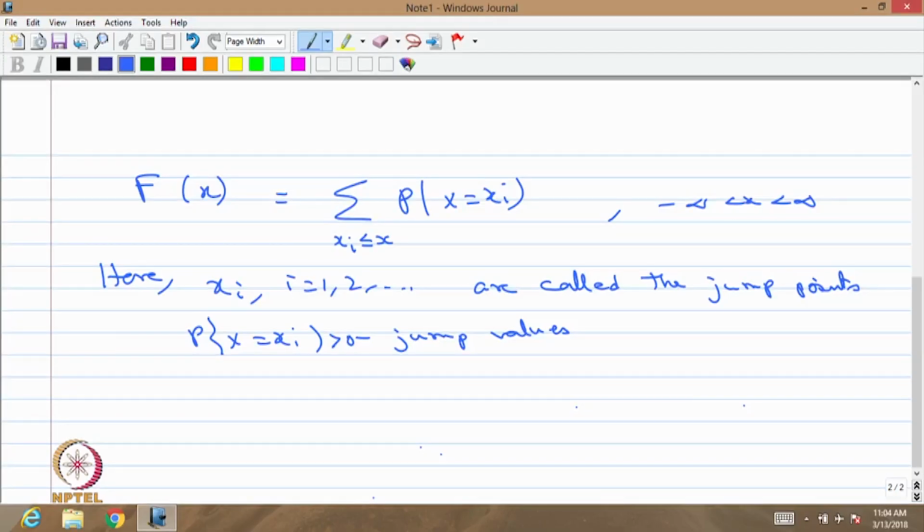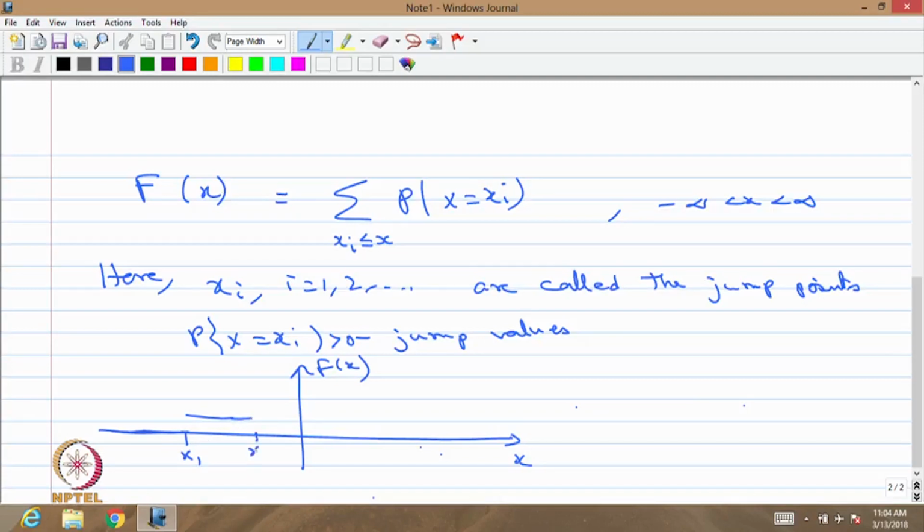Therefore, I can draw the CDF of, in general, a discrete type random variable as follows. Suppose x1 is here, then the CDF is 0 till x1. At the point x1 there is a jump. That height is P of X equal to x1, that is a jump value, and this x1 is a jump point.